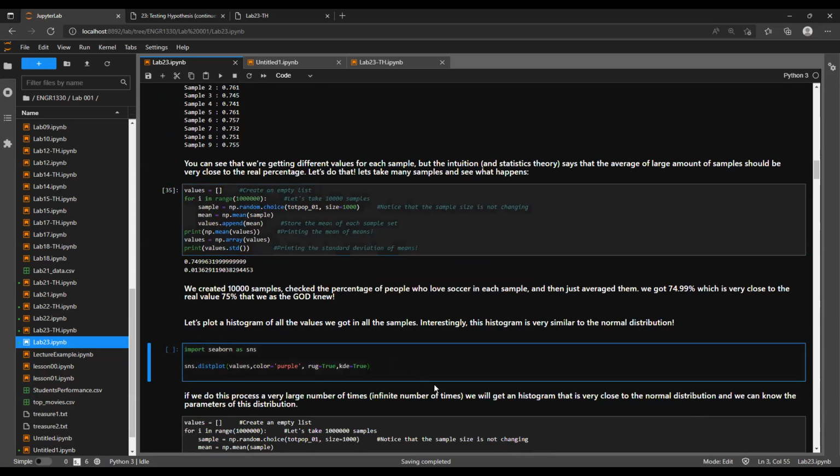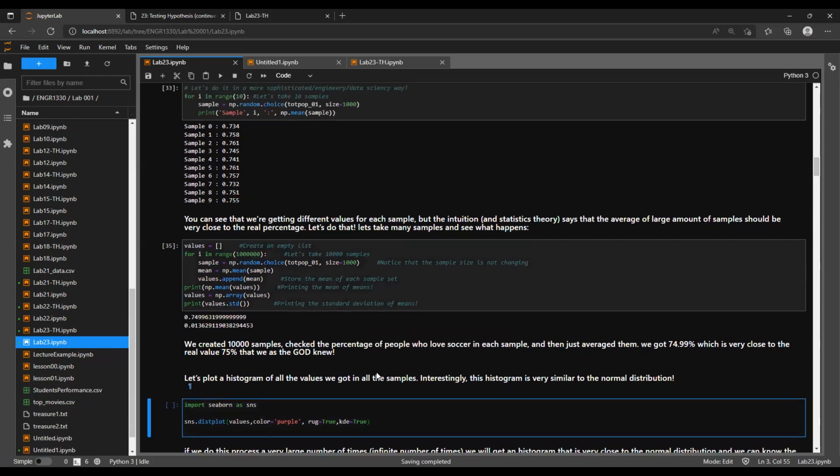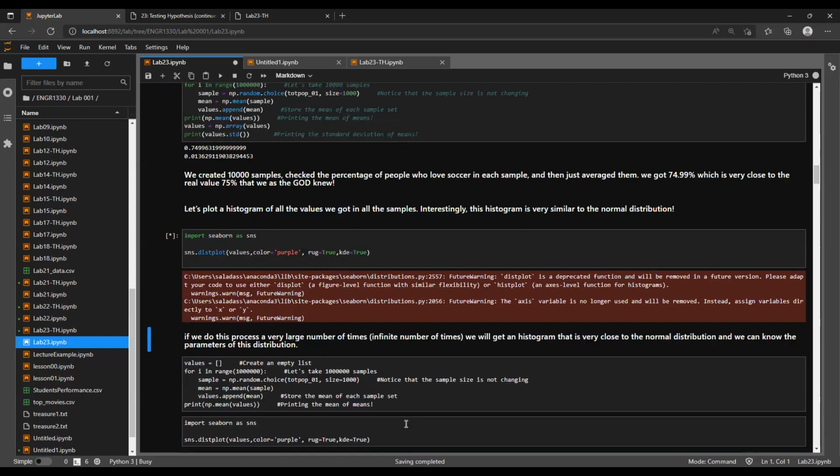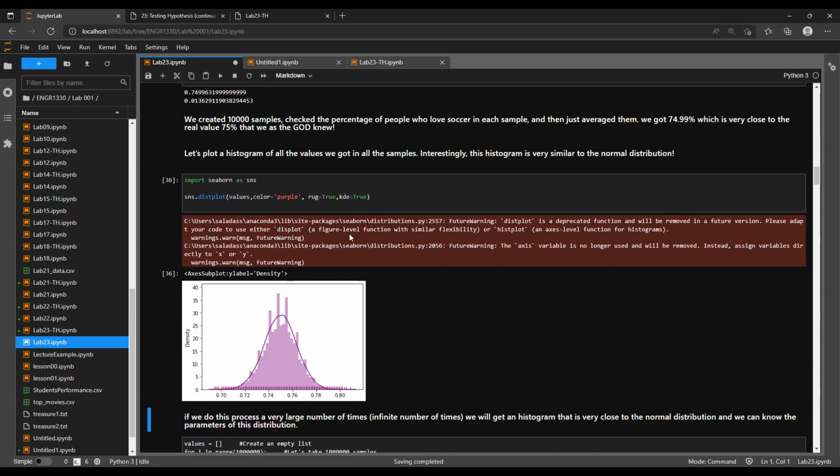Let's plot a histogram to visualize some of this. Now, I added 2 extra zeros here, so we'll see what happens. Okay, so again, these are just warnings, so don't worry about them. What we see here, even though there are these spikes, you can still see that the average, which will be the line here, conforms around the 75%, which is what we expected.